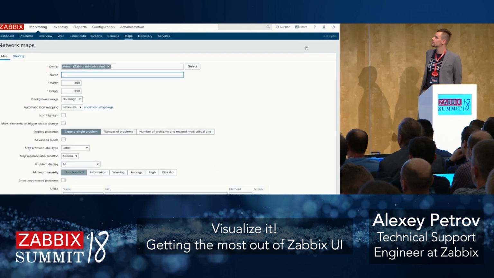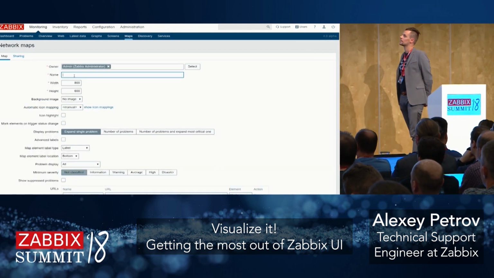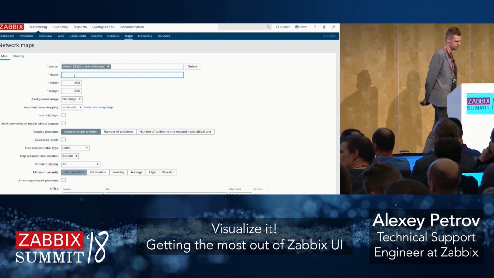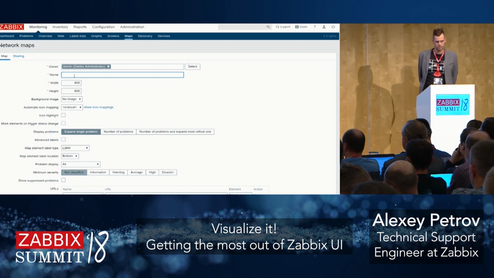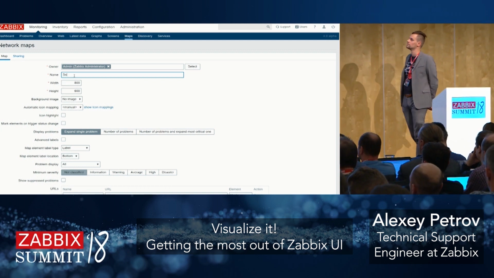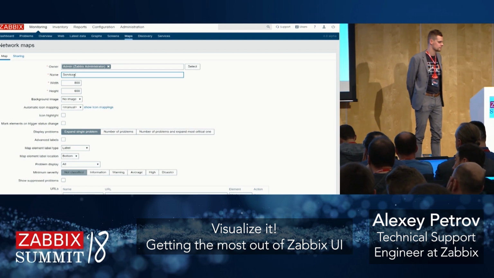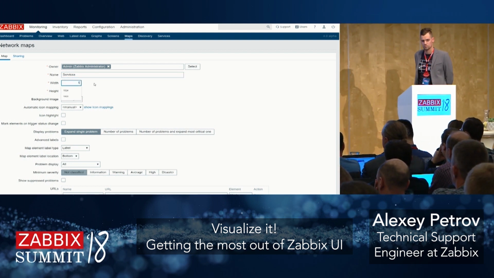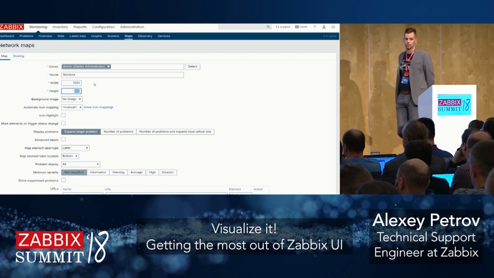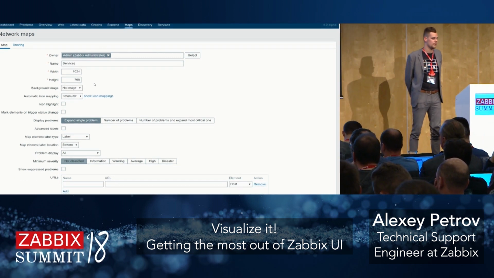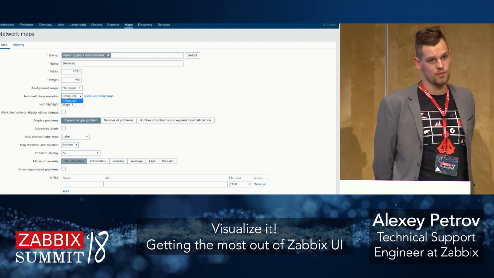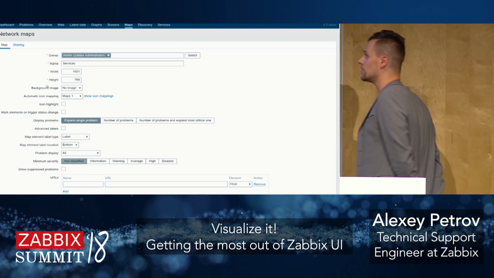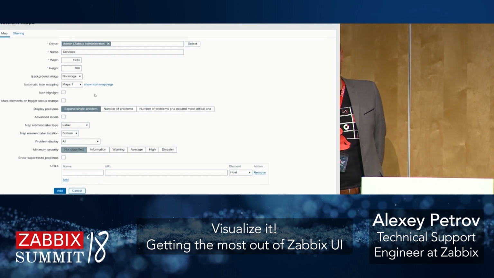Navigate to Monitoring. Set the name for your map so you'll be able to find it. Let's name it services. Set a width and a height. I will just make it 1024 by 768. If you have some background images, you can place the background images as well. Select your icon mapping rule.